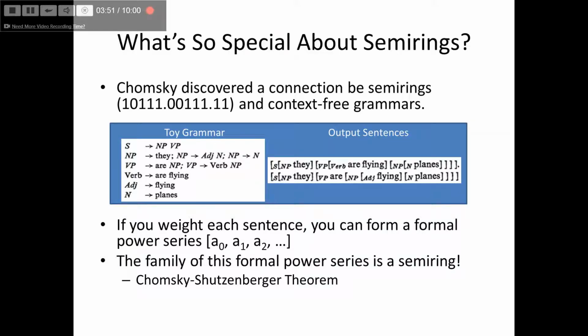So if you have a toy grammar, say a grammar with this set of rules, you can generate sentences. And it turns out that for many grammars, you can generate an infinite recursive set of sentences. In this toy grammar, I've reproduced 2. If you take the set of output sentences and you want to associate a probabilistic weight to each of them, that turns out to be a useful thing to do often. You can represent that set of weights as a formal power series, or a set of coefficients A1, A2, etc. And the family of this formal power series is itself a semiring. That's something called the Chomsky-Schützenberger theorem.